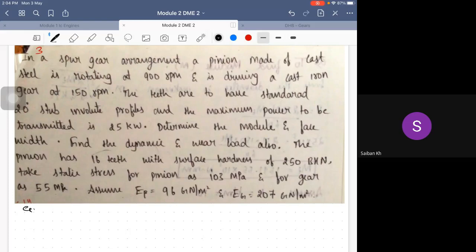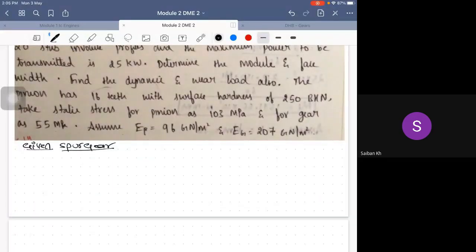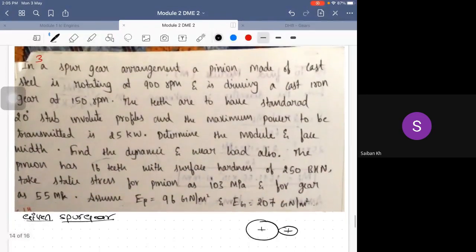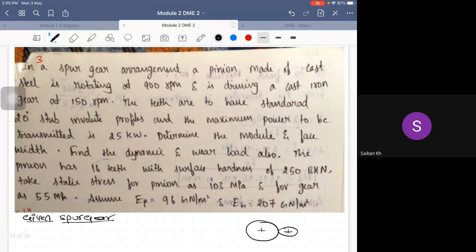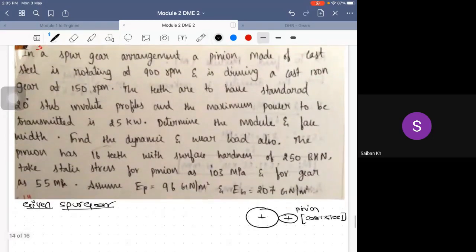So, given data. Just read out the question. It's a problem on the spur gear arrangement. A pinion is made up of... there's a bifurcation in the data given for the gear as well as for the pinion. So what we have to do is draw a gear and a pinion. Now, the pinion is made up of cast steel. So this is the pinion I'm talking about, and the material he has mentioned is cast steel. Next, it is rotating at 900 RPM.